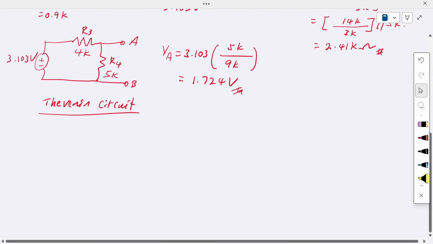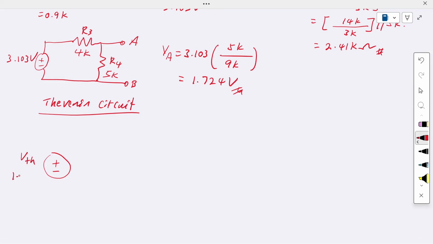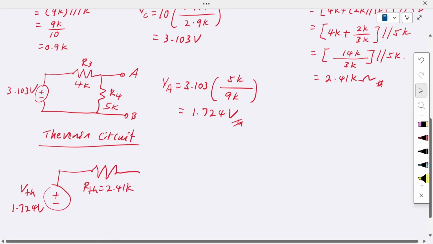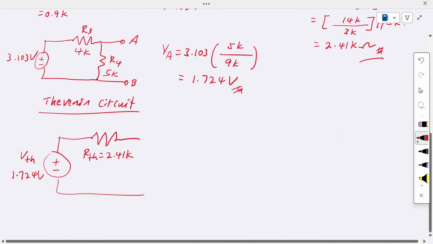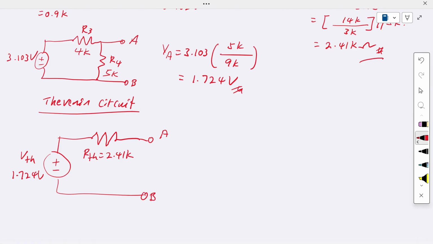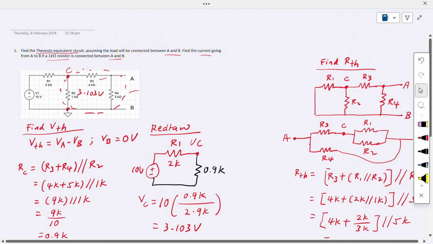So now you have the VTH and the RTH values, then we draw the Thevenin circuit. Okay, so in the Thevenin circuit, we have the Thevenin source. This VTH is 1.724 volt. Now it's connected in series with the RTH value, which is 2.41 kilo ohm that we got from before. Okay, and then we have this A node. This is B node. Okay, so this is the Thevenin equivalent.